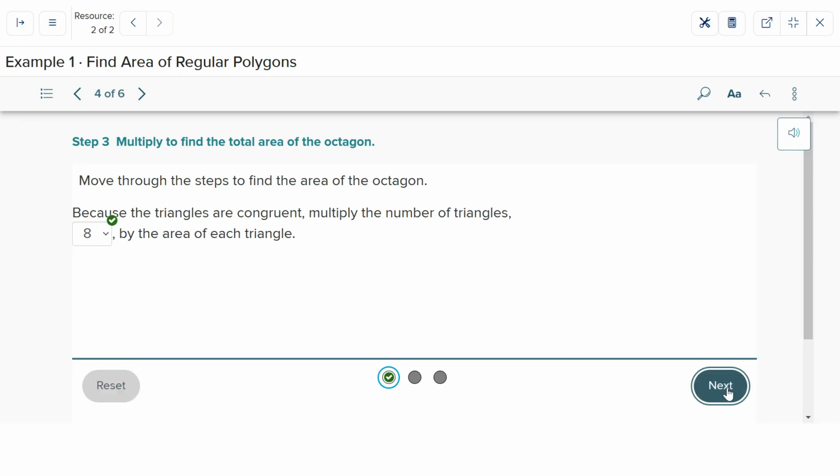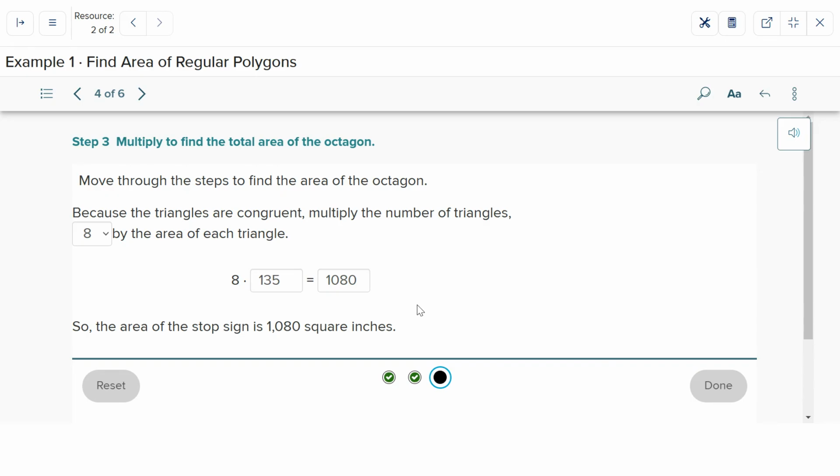So we had 8 times 135, and I literally don't know the answer to that in my head because I can't do math in my head right now. 135 times 8 is 1080. So that would be the total area of the stop sign or the octagon.